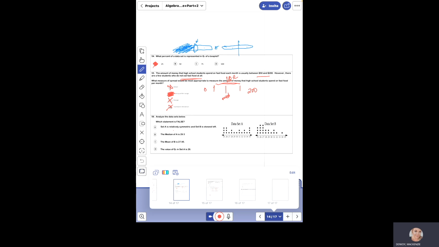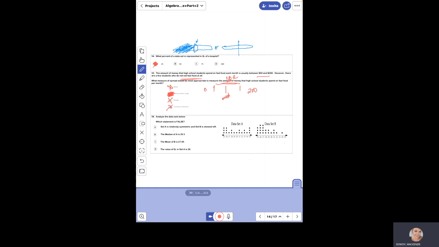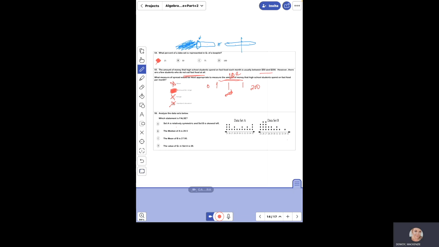So here we go, number 56. Analyze the data sets below, which statement is false. So symmetric means it's pretty even, kind of like it's cut in the middle by a mirror and each side is pretty even. That's symmetric. Skewed left and skewed right is going to be kind of the opposite of what you think.